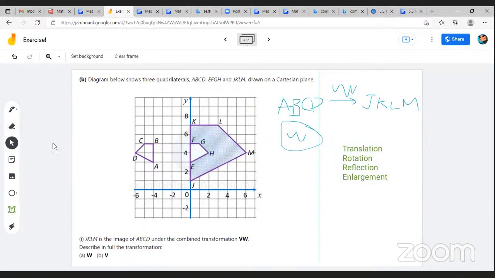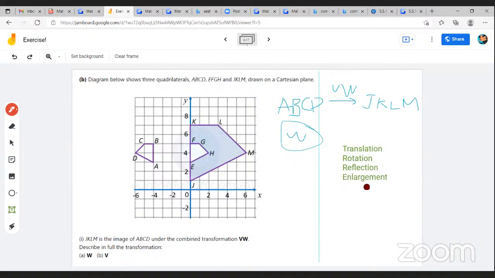So we know that ABCD, just to remind you, ABCD over here will end up becoming JKLM in the end after VW. Okay, so before we find out what's VW, you have to find the individual ones. So we start with W. Do you think W is translation, rotation, reflection, or enlargement?